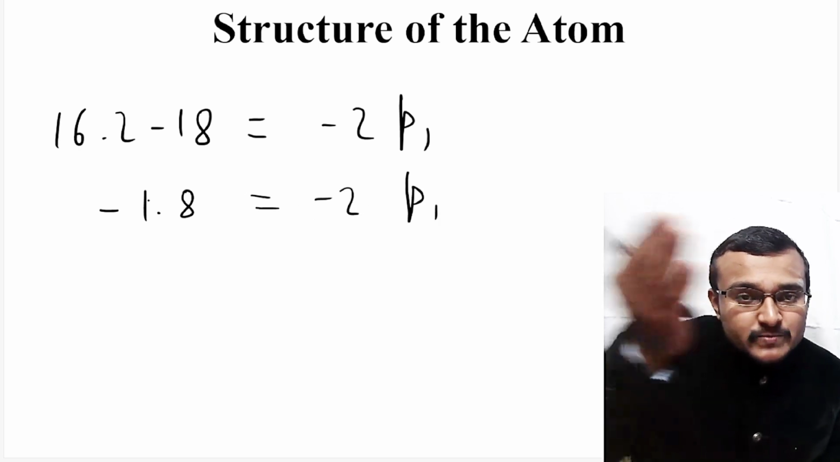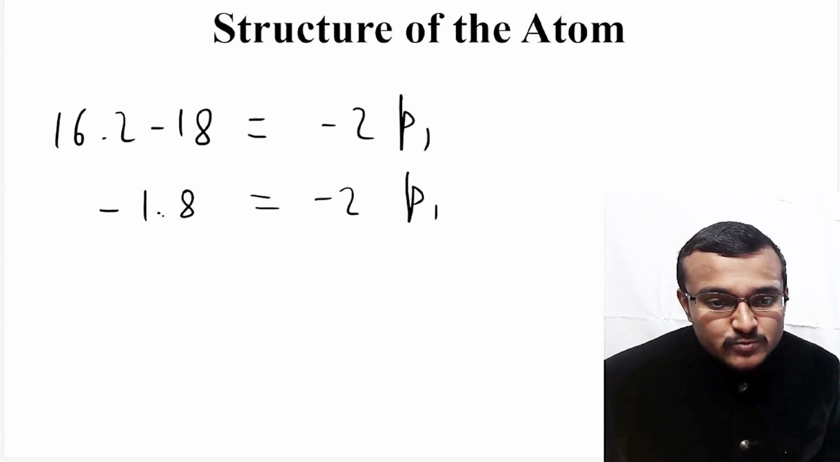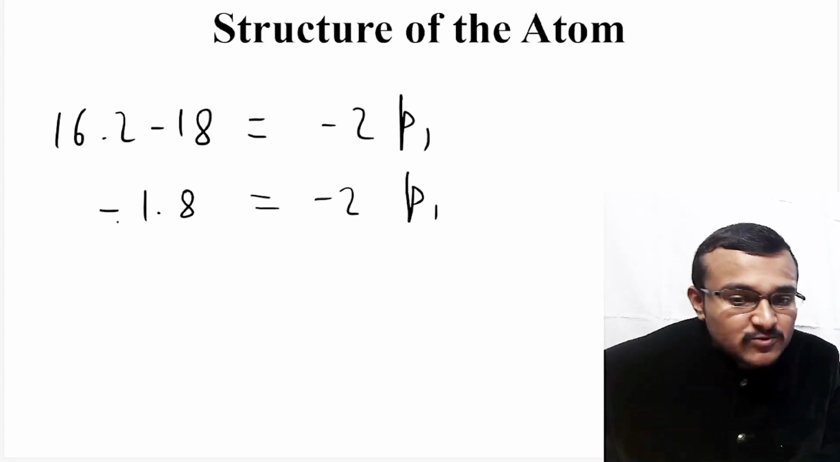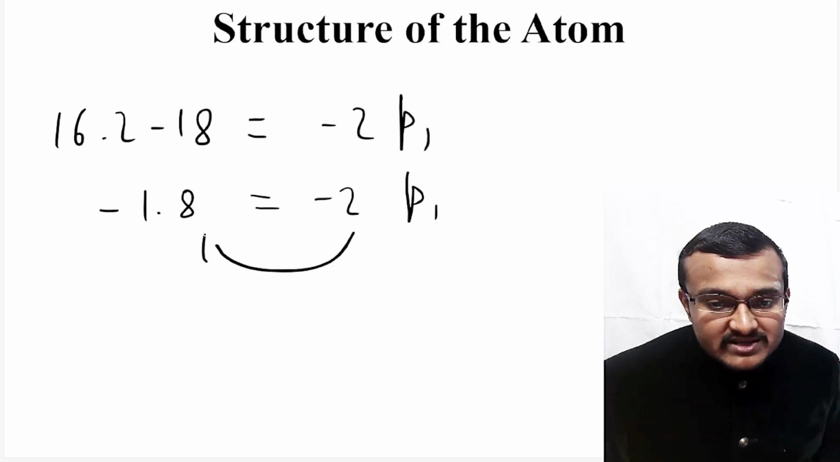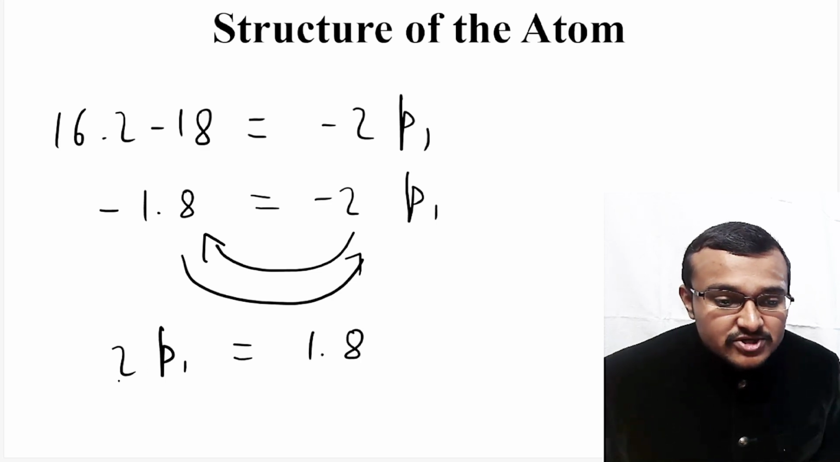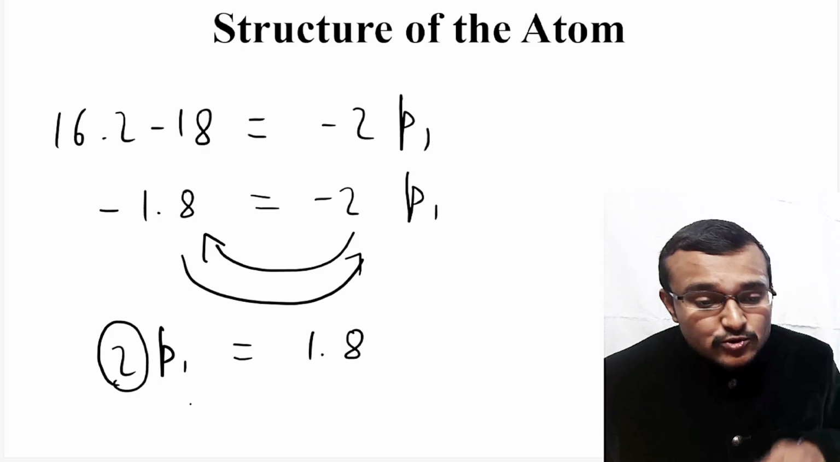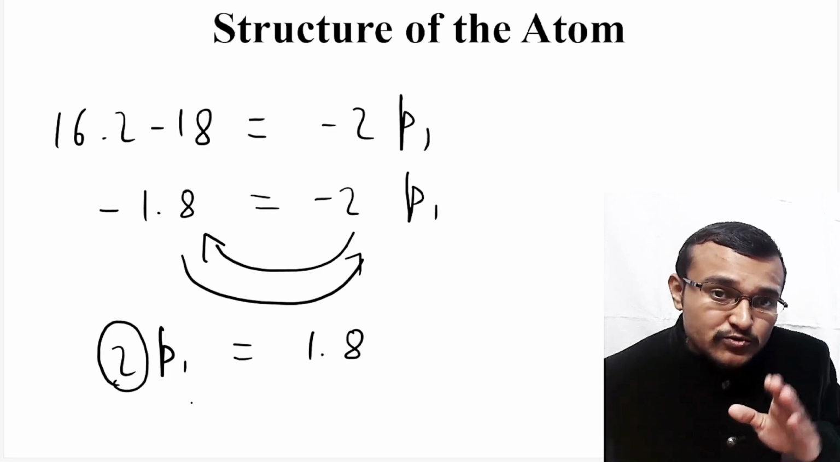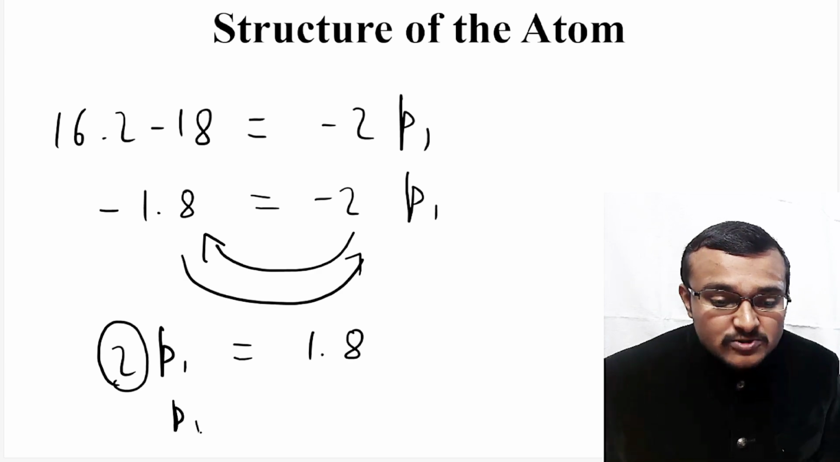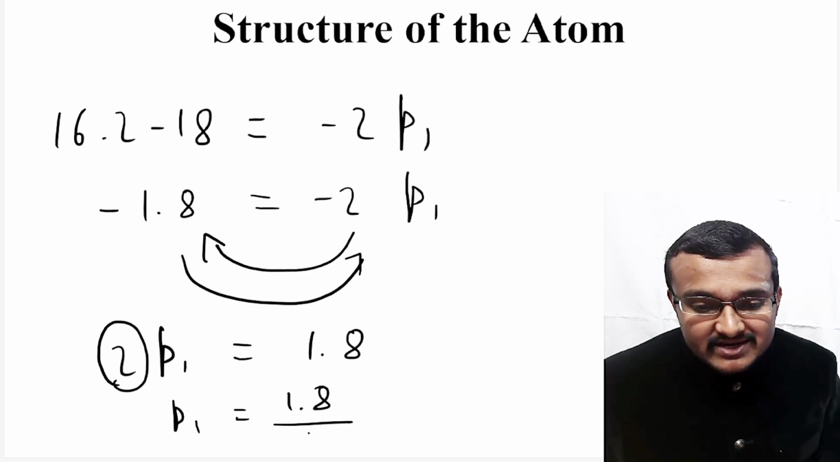Now you can bring minus 2 P1 to LHS, so it will become plus 2 P1, and you can bring minus 1.8 to RHS, it will become plus 1.8. So plus 2 P1 is equal to plus 1.8. Now if you bring this 2 to RHS, it will be divided by 2, because here it is 2 into P1. So 2 into will become divided by 2 when it is brought to the right hand side. So P1 will be equal to 1.8 divided by 2.